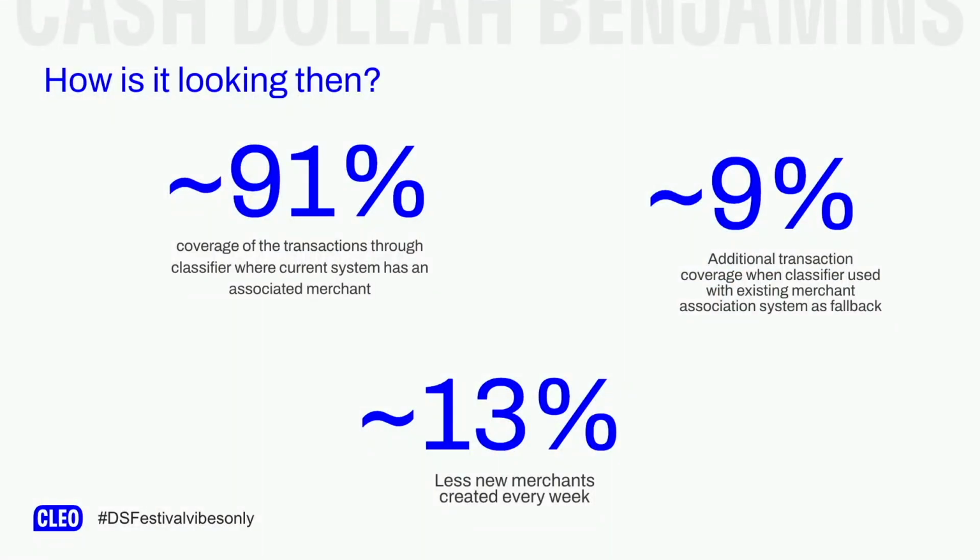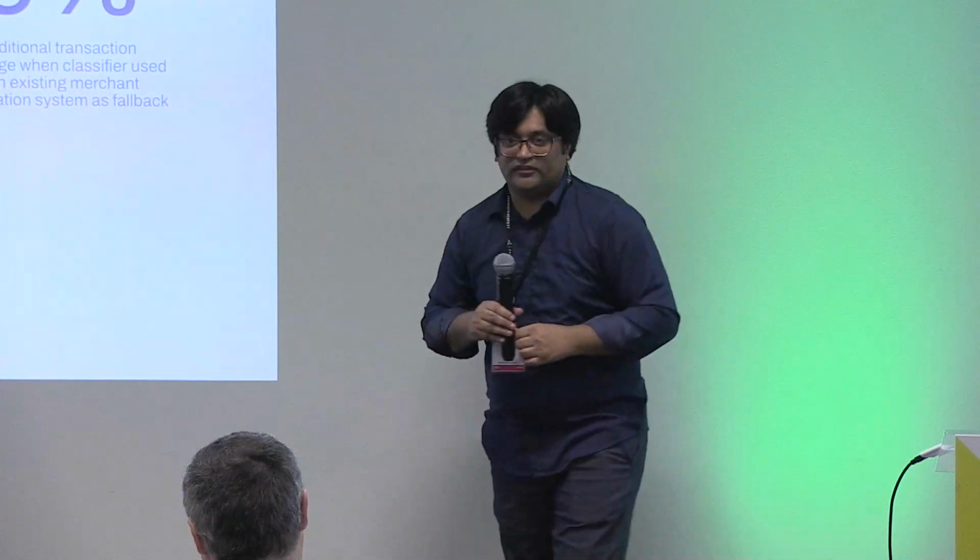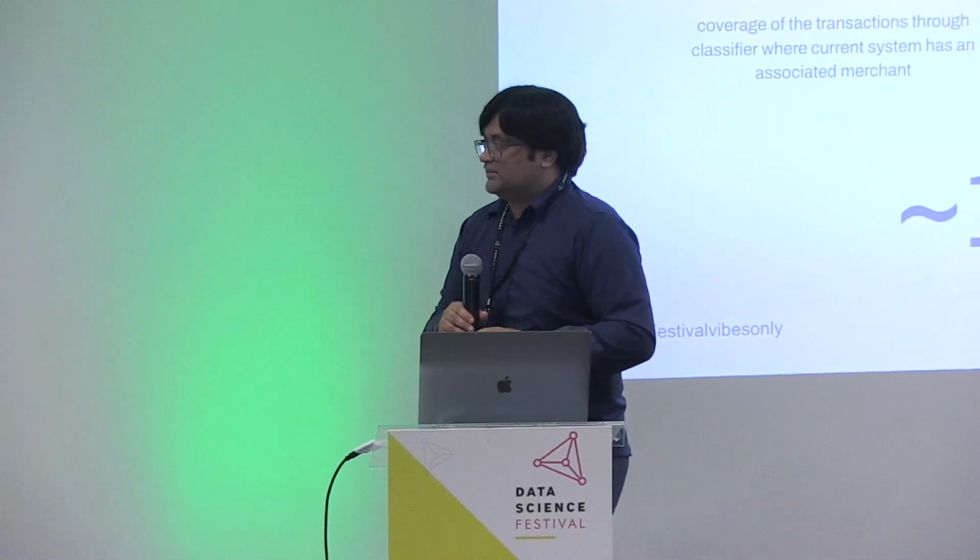So it actually got them right through some of the pattern matching that was not possible with the regexes. So it has some additional gain, but at the same time, it has missed some of them because it was not as confident as we had with the merchant classifier. But the overall gain was like 9% additional transaction coverage. And in the last few weeks, there were like 13% fewer new merchants created every week as well, which is also a quite good result.